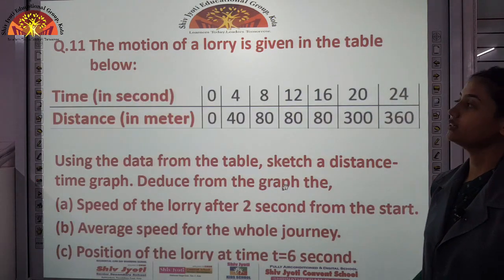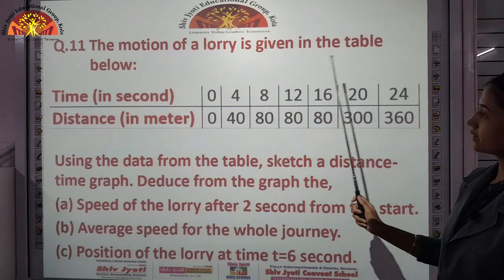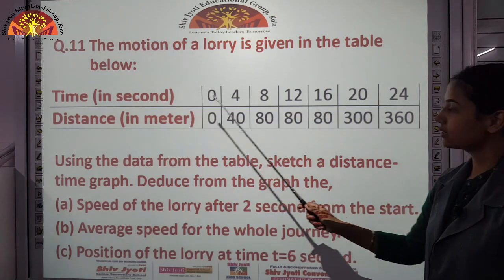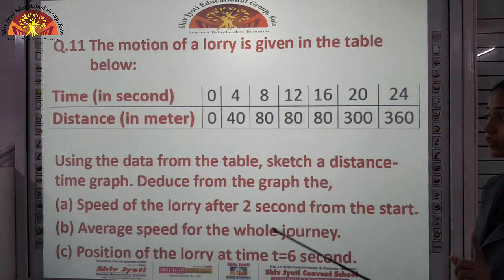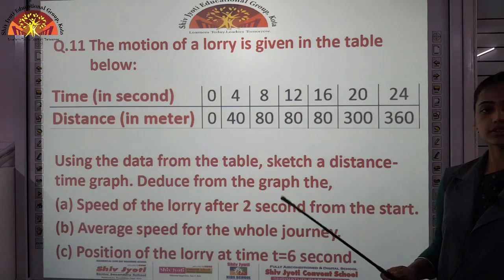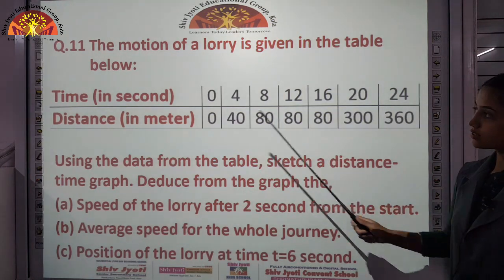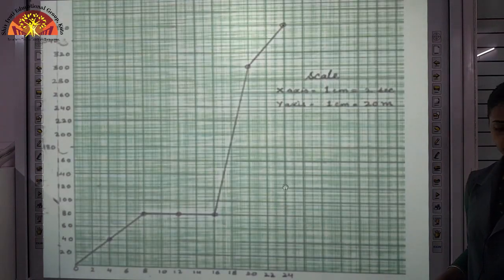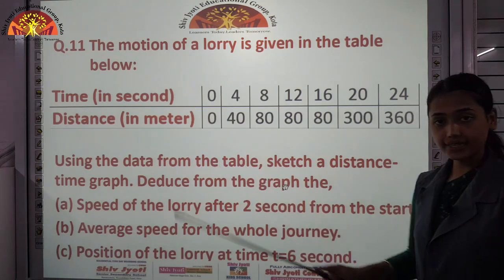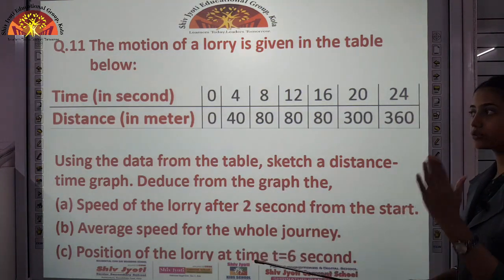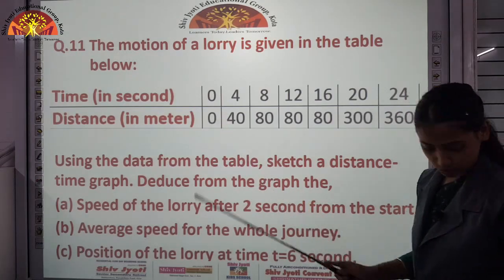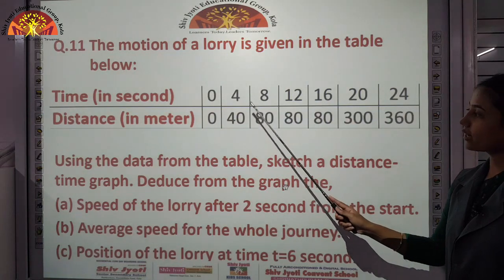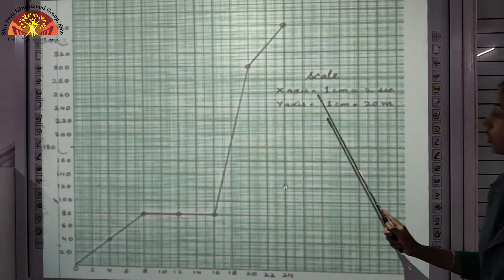Then again next question, the motion of a lorry is given in the table below. Time and distance, the data is given. So first of all we have to plot graph for this given data. So these are the values for time and distances. So when we plot, how will you plot it first? On x axis you will take time and on y you will take distance. So this point is 0, 0. So it will lie here at this origin. 4 and 40. Now always mention the scale.